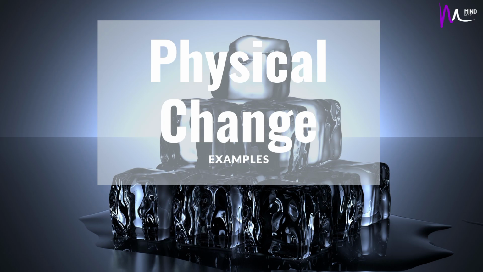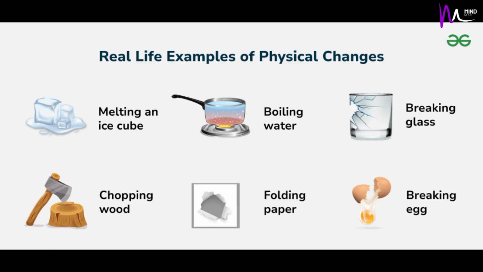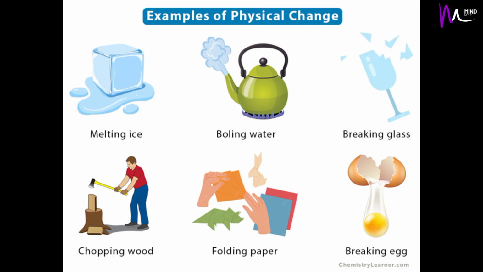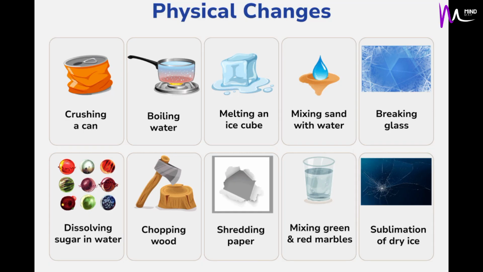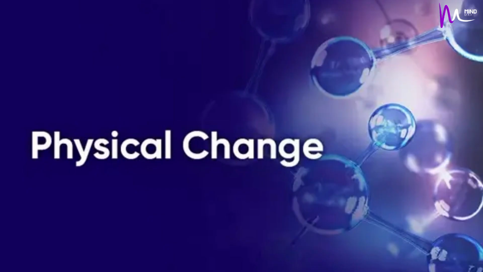A physical change is a change in size, shape, or state, but not identity. Examples of physical changes: melting ice into water, boiling water, breaking glass, chopping wood, folding or tearing paper, breaking eggs, crushing a can, mixing sand or sugar with water, mixing of red-green marbles or salad of fresh chopped fruits and vegetables, sublimation of dry ice. A physical change can involve alterations in size, shape, or color, but the substance itself remains the same.